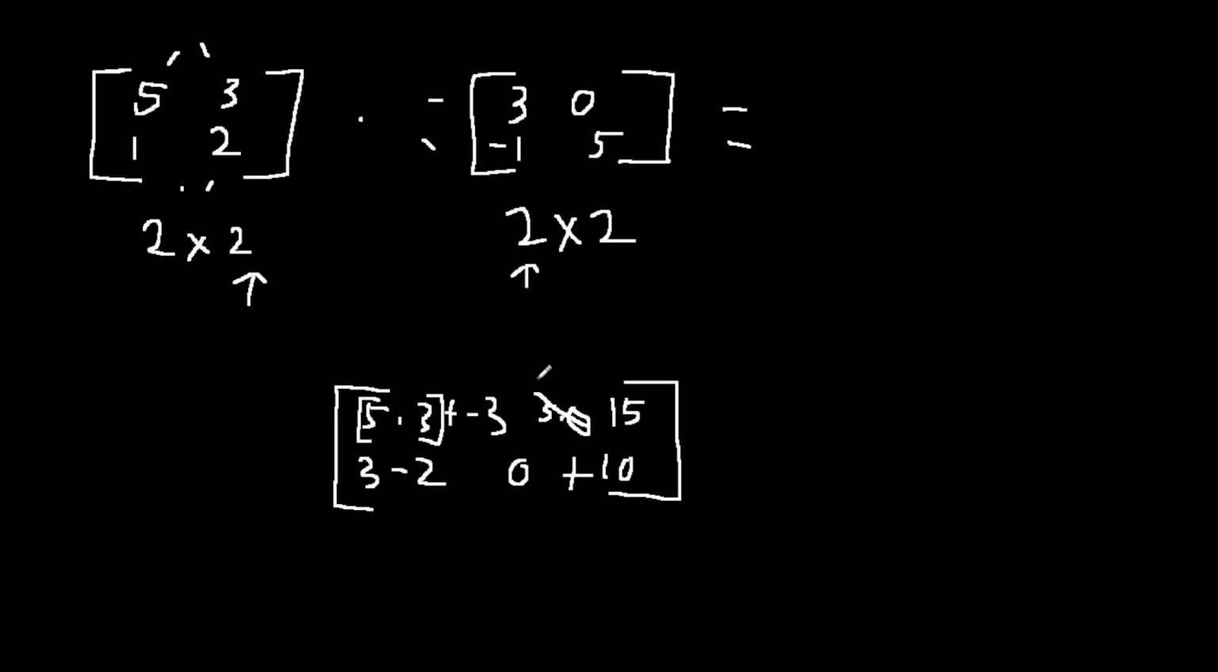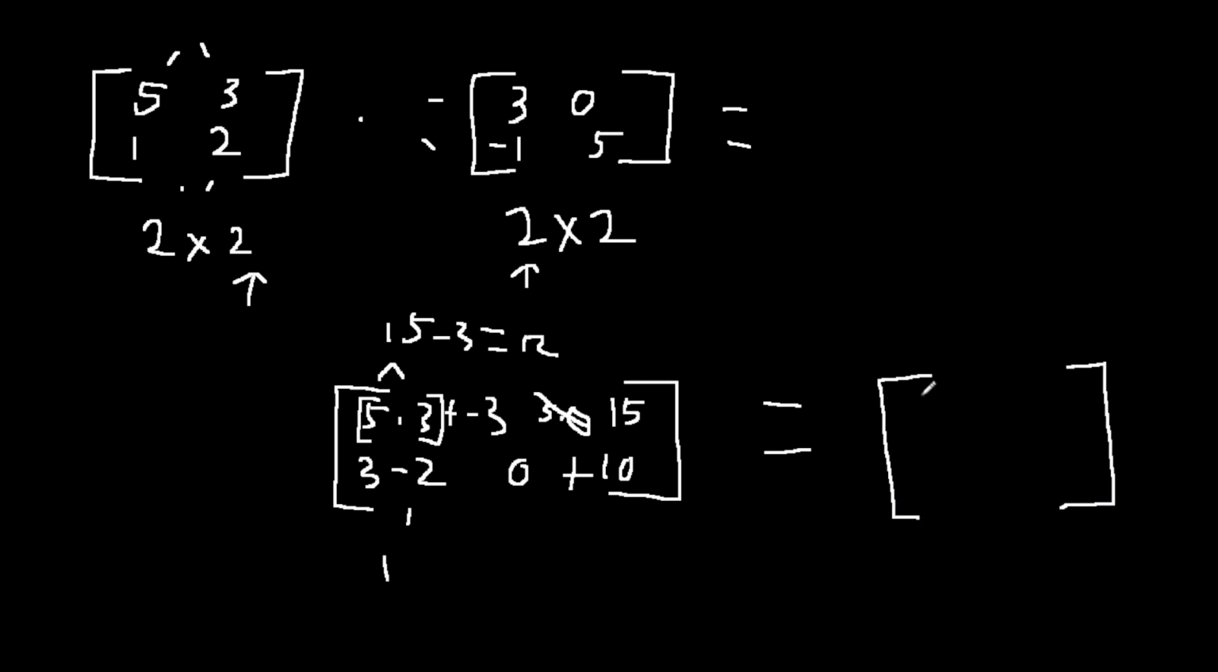And now we can clean this up a little bit. 15 minus 3 equals 12, and this equals 1. So our finished matrix is 12, 15, 1, 10.